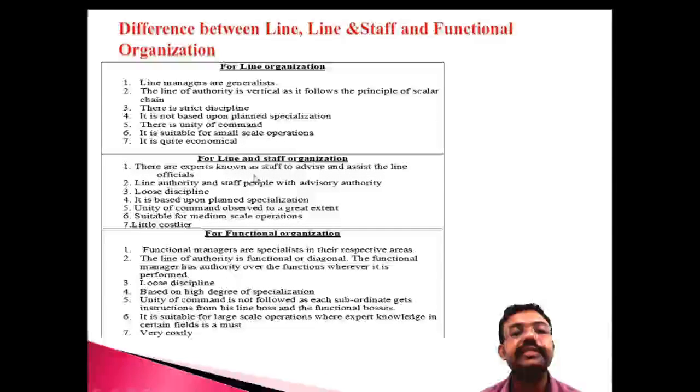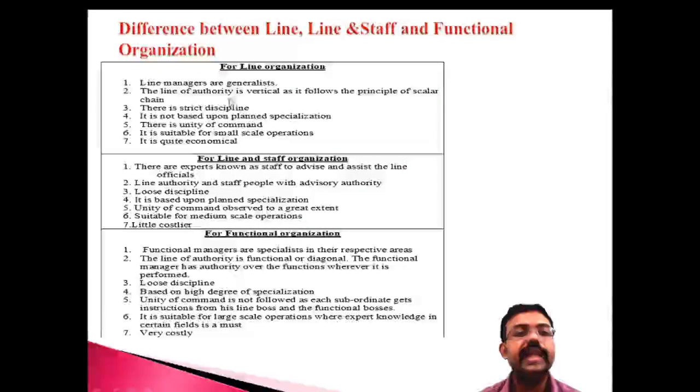That means staff is giving advice, assisting the line officer. There is only a line manager, but two authorities: line authority and staff authority, that means line manager and staff manager. But in the functional organization, there are specialists appointed to control each activity. That is the first difference between the line, line and staff, and the functional organization.